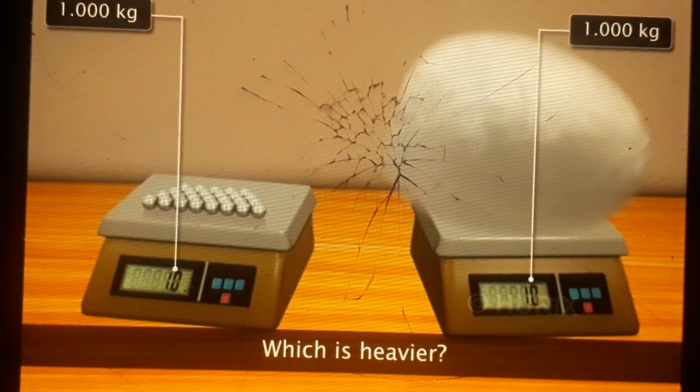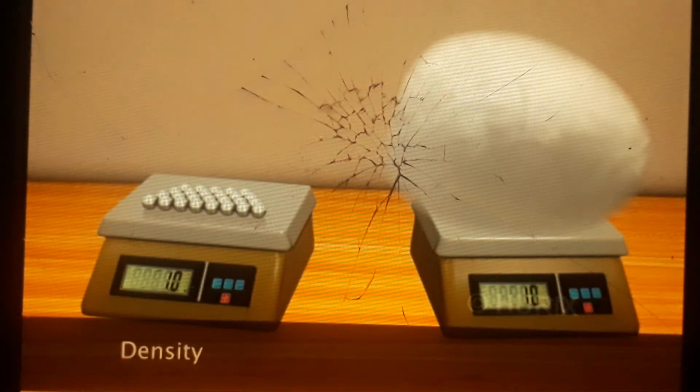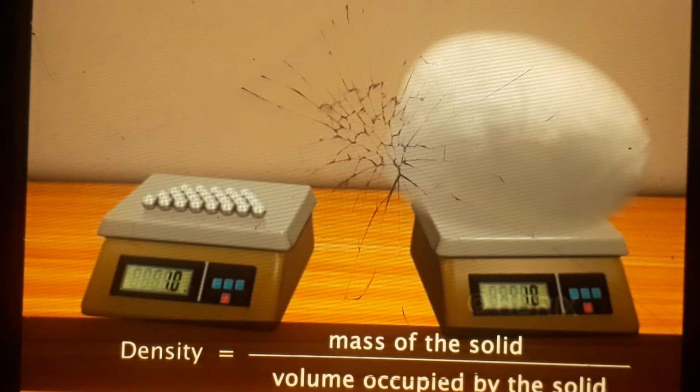Both have equal weight. They weigh 1 kilogram. But the volume occupied by the cotton is more than that occupied by the iron shots. We can see the space occupied by a solid. So we can calculate its density. That is, the density of a solid equals mass of the solid by volume occupied by the solid.